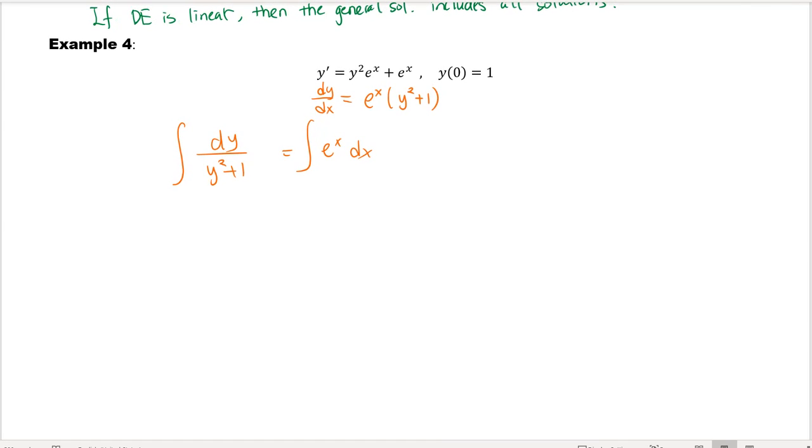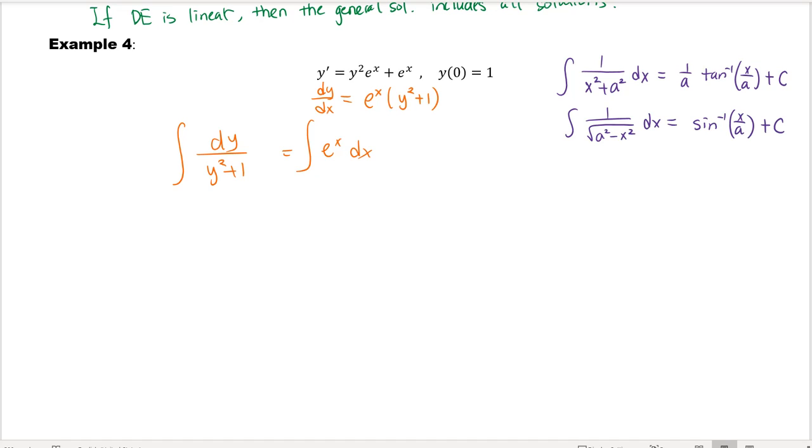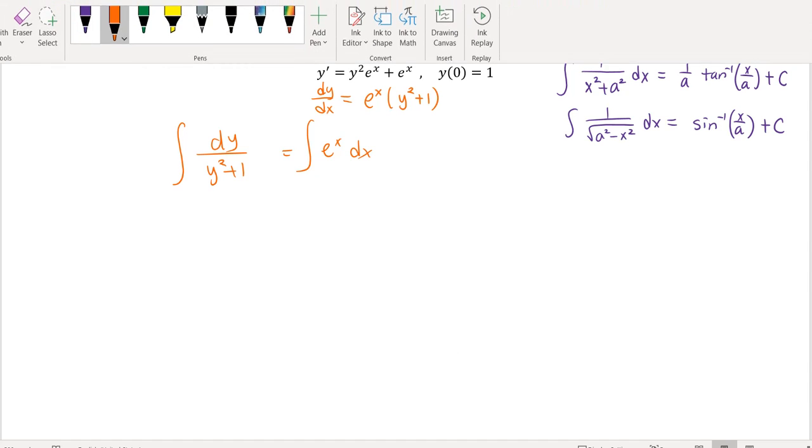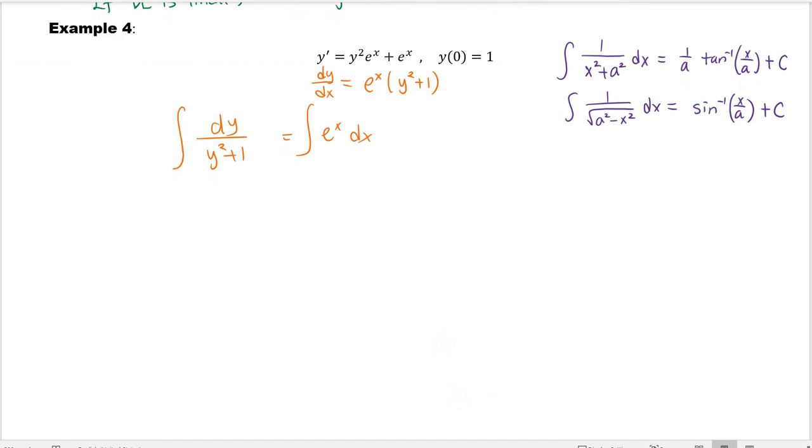The integral of 1 over x squared plus a squared dx is 1 over a times arctangent of x over a, plus c. The integral of 1 over the square root of a squared minus x squared dx is arcsine of x over a plus c. Keep this in mind. On the left, our variable is y and our a is 1, so this is just arctangent of y. On the right-hand side, the antiderivative of e to the x is e to the x plus c.